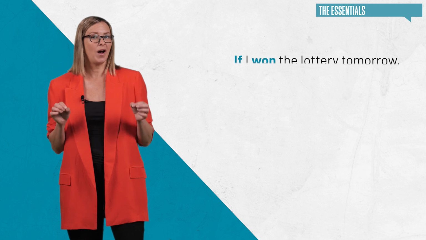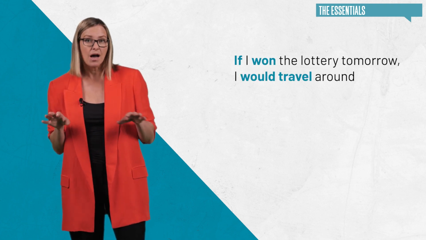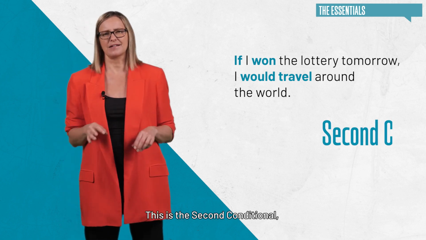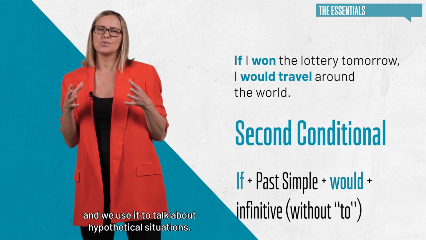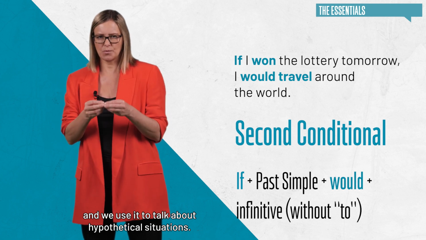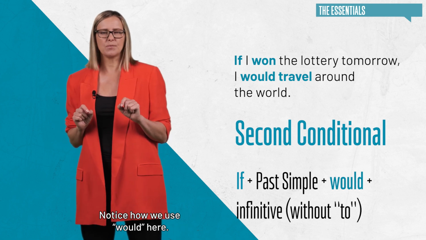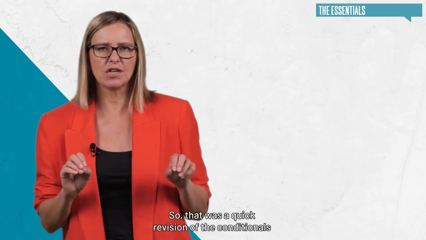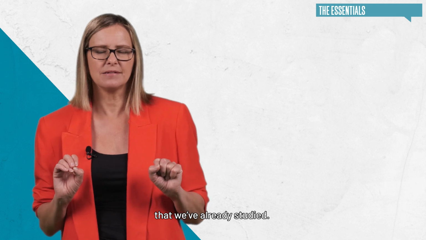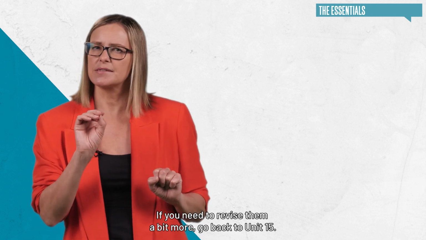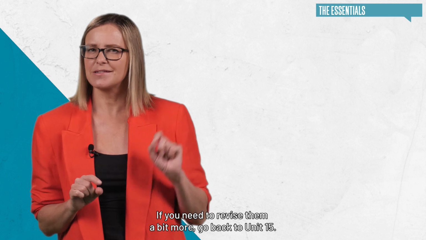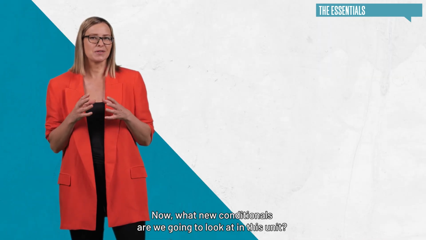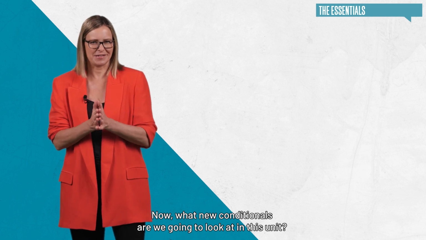If I won the lottery tomorrow, I would travel around the world. This is the second conditional, and we use it to talk about hypothetical situations. Notice how we use would here. So that was a quick revision of the conditionals that we've already studied. If you need to revise them a bit more, go back to Unit 15. Now, what new conditionals are we going to look at in this unit?